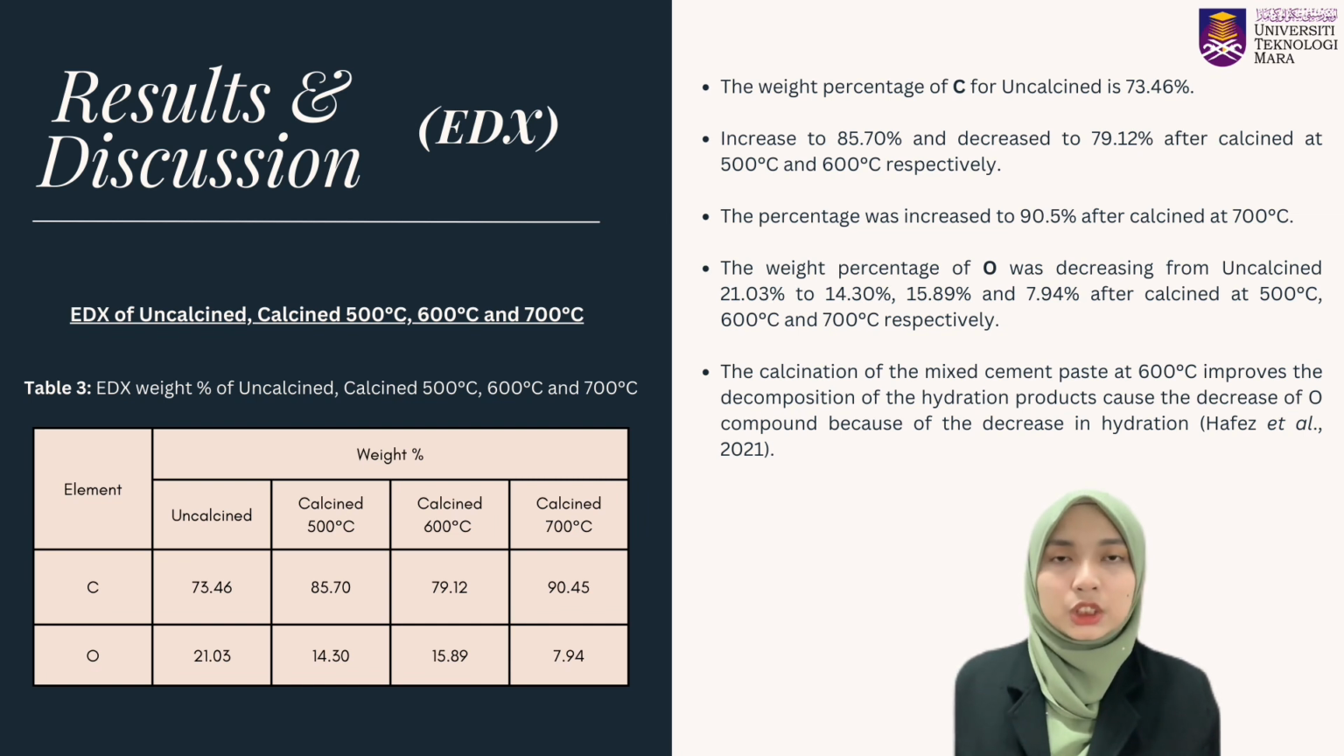The weight percentage of oxygen decreased from uncalcined 21.03% to 14.30%, 15.89%, and 7.94% after calcination at 500, 600, and 700 degrees Celsius respectively. According to Hafiz et al., 2021, the calcination of the mixed cement paste at 600 degrees Celsius improved the decomposition of hydration products, which caused the decrease of oxygen compounds because of the decrease in hydration.